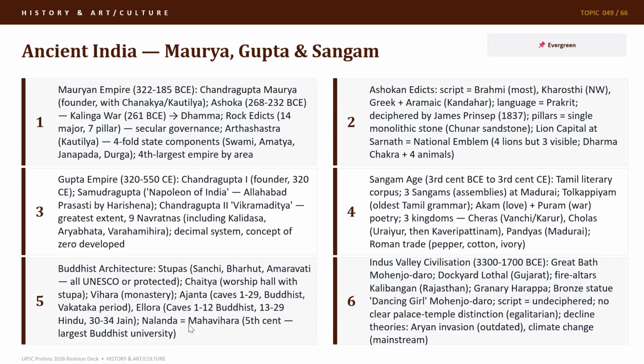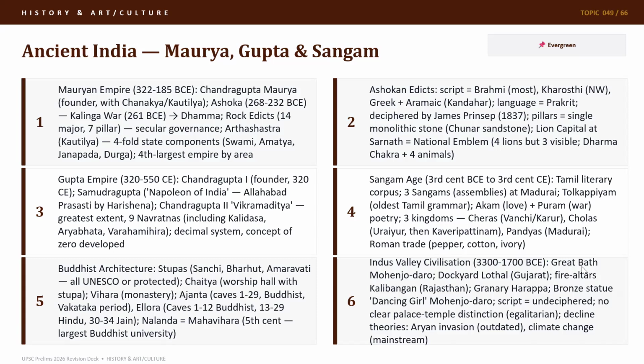In Nalanda, Mahavira was born. So 5th century largest Buddhist university was made in Nalanda, which was destroyed by Bakhtiyar Khalji in the medieval era. Then we have Indus Valley civilization. Well, the dates may vary. Some claim that it is from 4700 BC to 500 or 600 BC. Mostly it is from, let's say, 4000 BC to 1500 or 1700 BC.